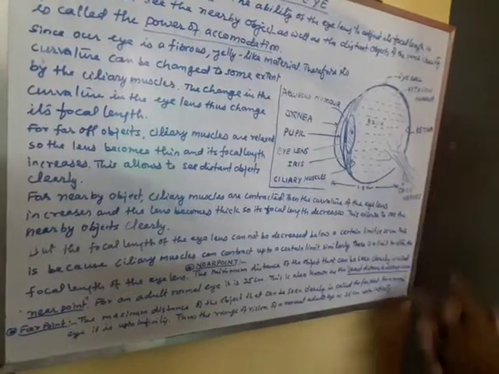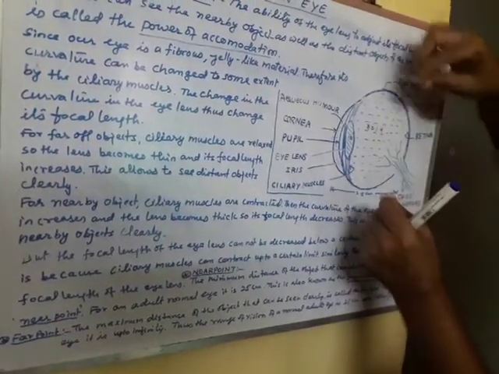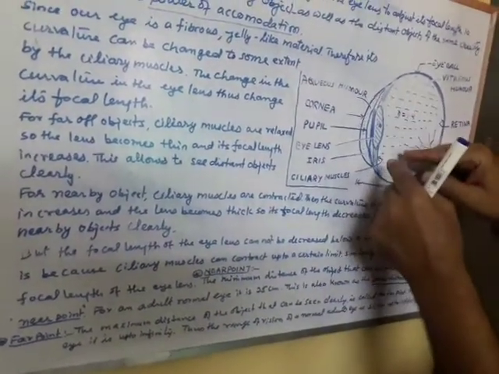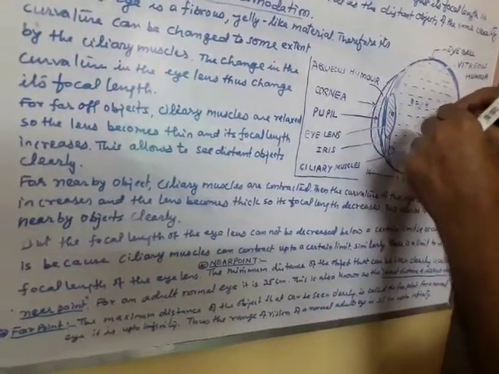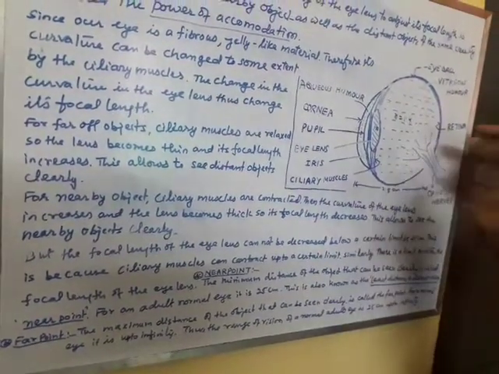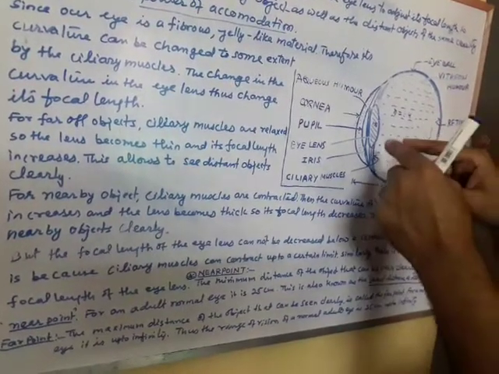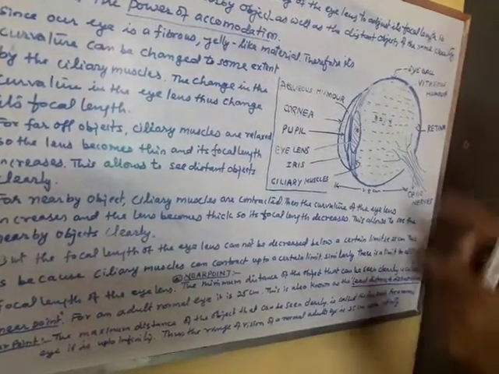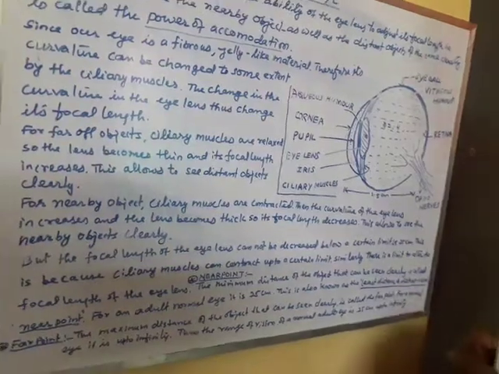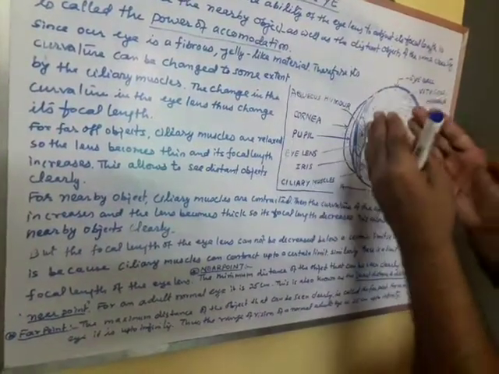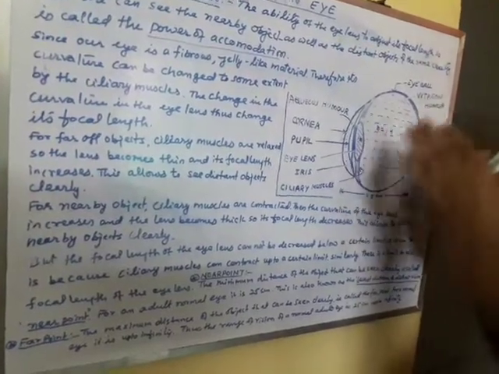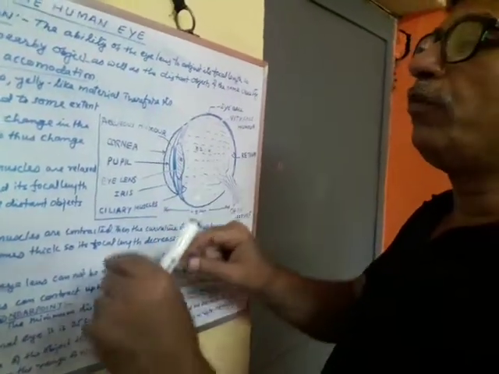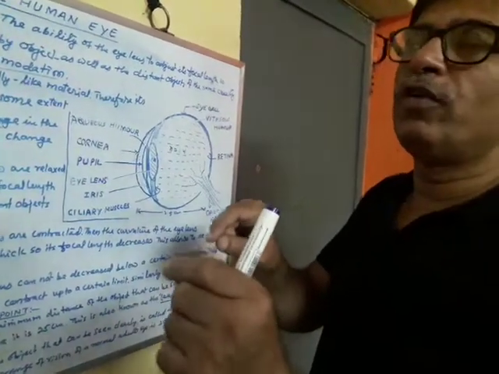But for nearby objects, the ciliary muscles are contracted. When the ciliary muscles are contracted, the curvature of the eye lens is increased and hence its focal length decreases. The eye lens becomes thick and allows the image of the nearby object to form at the retina, and so we can see the object clearly. But this change in focal length is only up to a limit, meaning this contracting property of the ciliary muscles is only up to a certain limit.